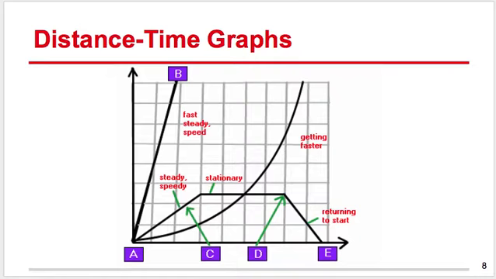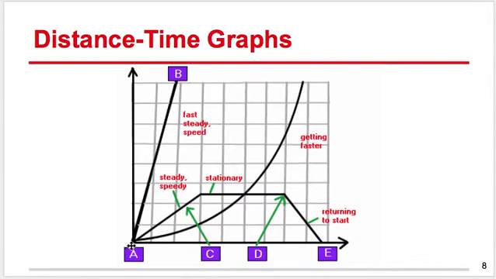Distance and time graphs, it's going to be important that you know how to read these. Time will always be on your x-axis, right? This is our x-axis down here. And distance will be on the y-axis. So for our first line, let's use this as our first line. It says fast, steady speed.